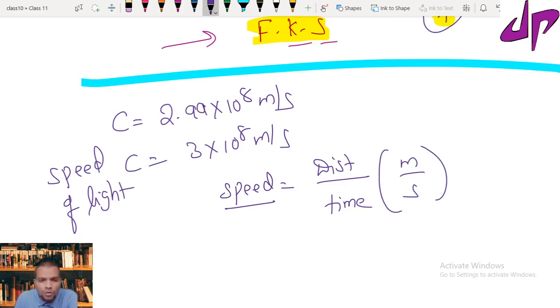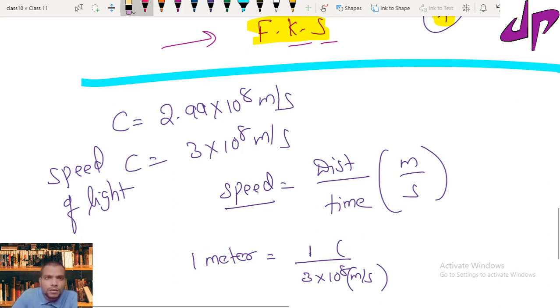Now to define 1 meter, we use the distance traveled by light in 1 second. If we take 1 second, the speed of light is approximately 3 into 10 power 8 meter per second. So this is also meter per second, and the time is also in terms of second.